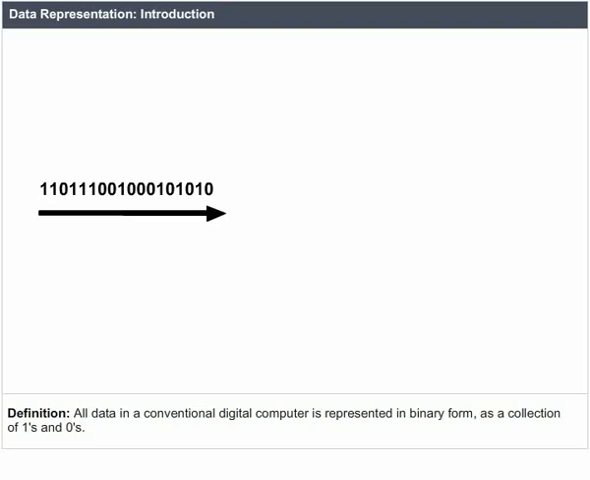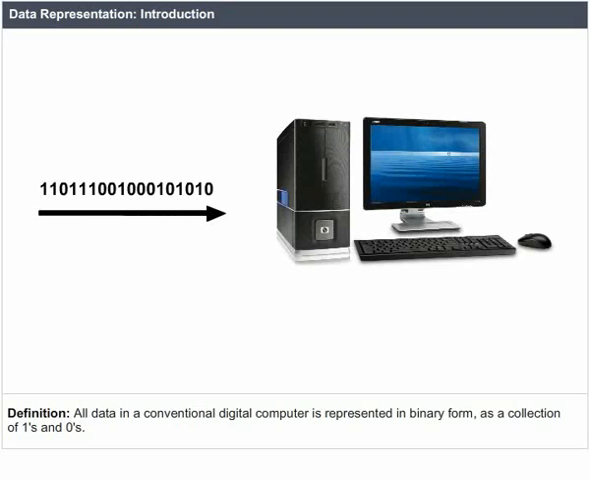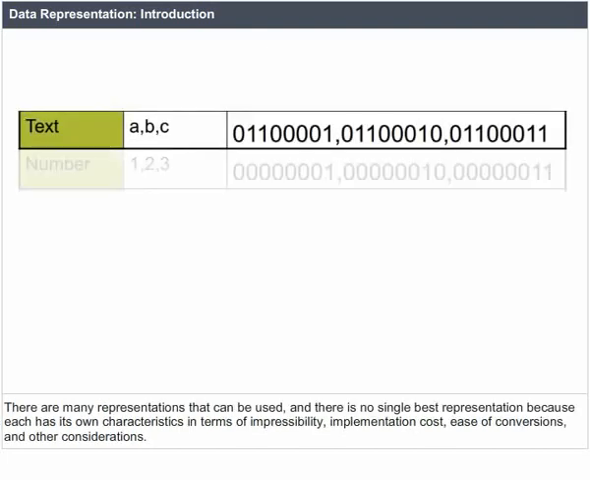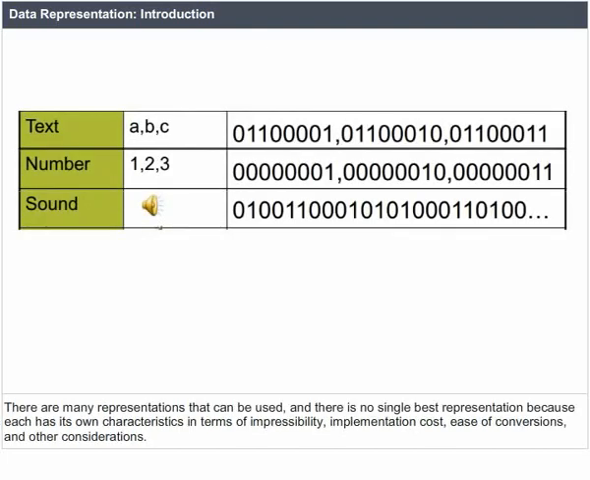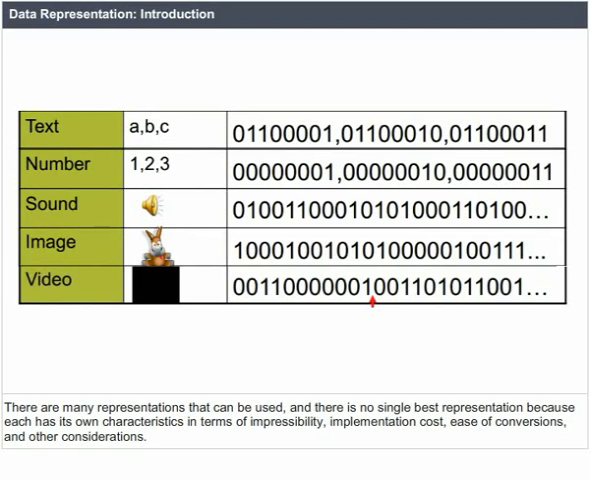Data representation. Introduction. Definition. All data in a conventional digital computer is represented in binary form as a collection of ones and zeros. We can represent decimal numbers in binary and we can represent binary numbers in decimal. There are many representations that can be used, and there is no single best representation because each has its own characteristics in terms of expressibility, implementation cost, ease of conversions, and other considerations.